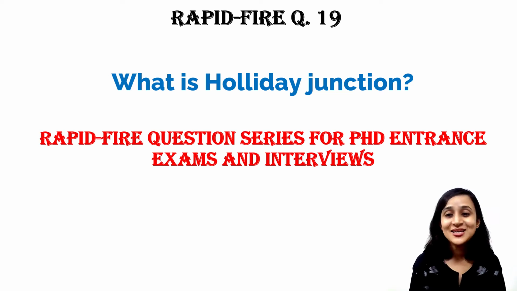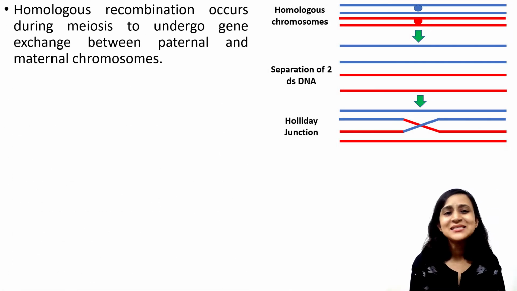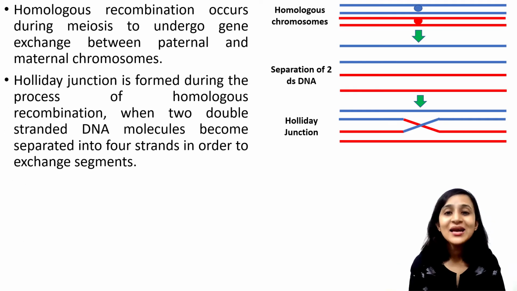So what is Holliday junction? Basically, homologous recombination occurs during meiosis to undergo gene exchange between paternal and maternal chromosomes. Holliday junction is formed during the process of homologous recombination when two double-stranded DNA molecules become separated into 4 strands in order to exchange segments.